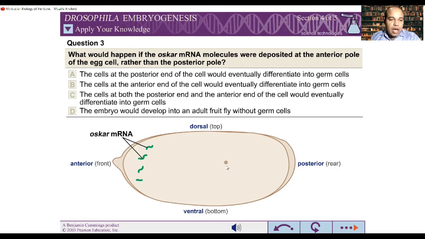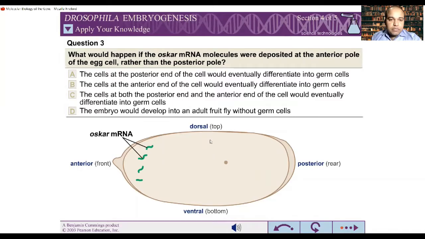So what is going to happen here, that we have to see. See, when the Oscar mRNA are present towards the anterior pole, then the germline cells will be produced at the anterior pole. Where will the germline cells be produced? They will be produced on the anterior pole, not on the posterior. So that would be the best answer.